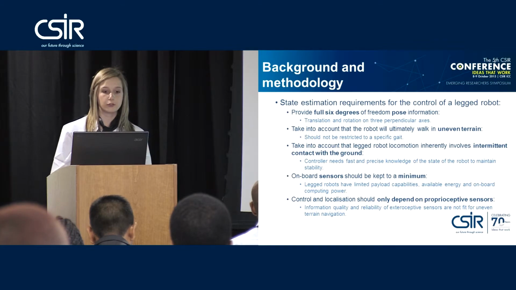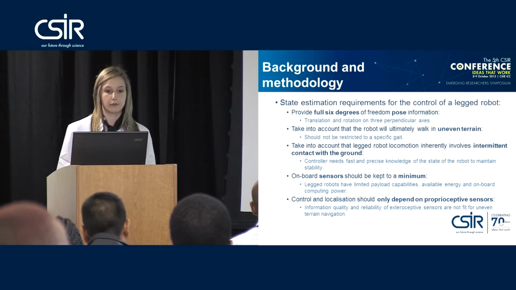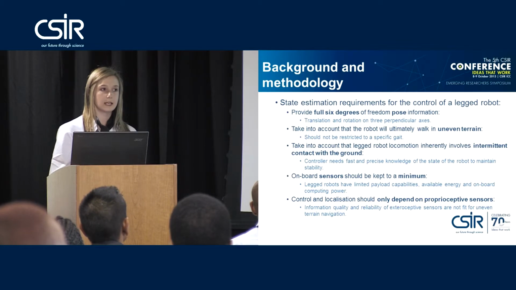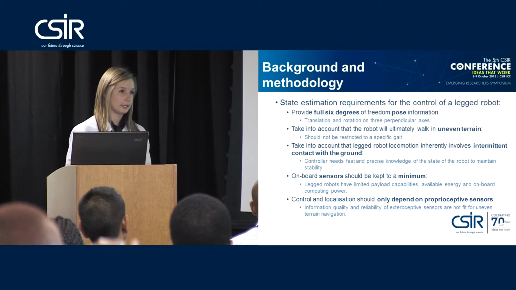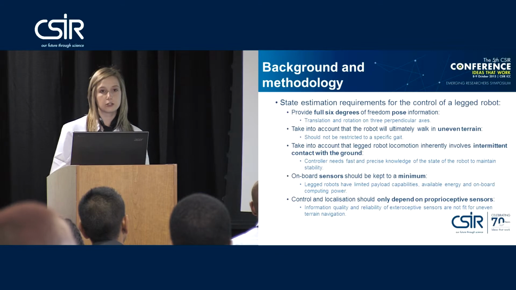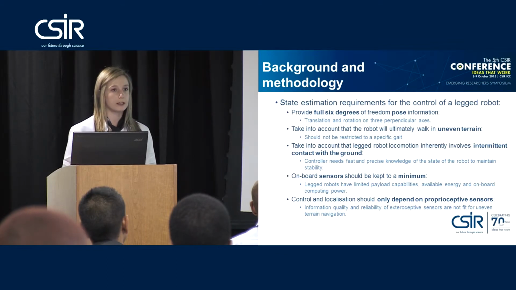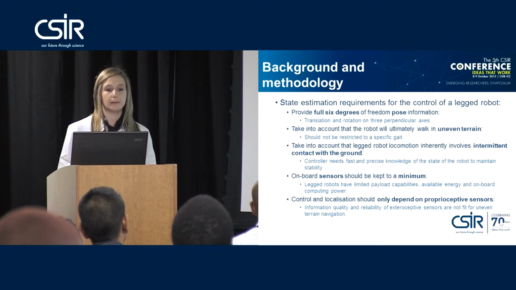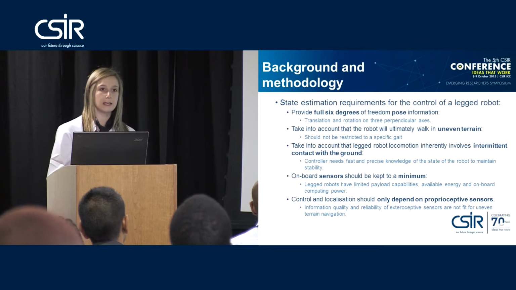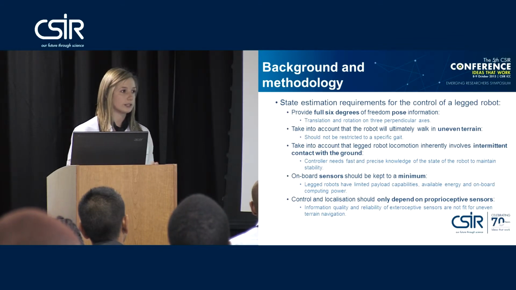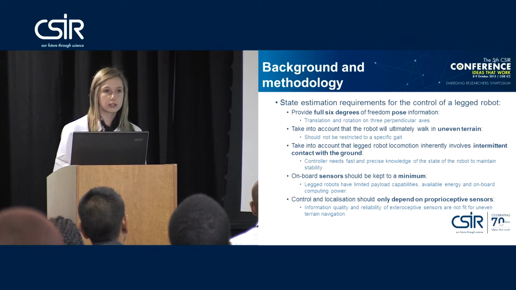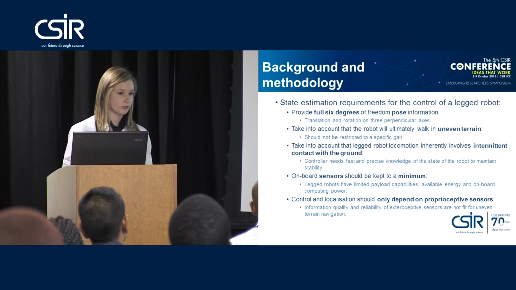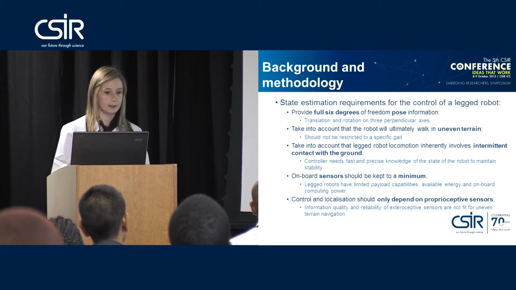So from literature, it was found that for the control of a legged robot, the state estimation has to provide a full 6 degrees of freedom pose information. This translates to translation and rotation in 3 perpendicular axes. We also need to take into account that the robot will ultimately walk on uneven terrain, which means that the specific gait can't be restricted. Furthermore, we need to take into account that legged robot locomotion inherently involves intermittent ground contact, which means that the controller needs fast and precise knowledge about the state of the robot at all times to maintain stability.